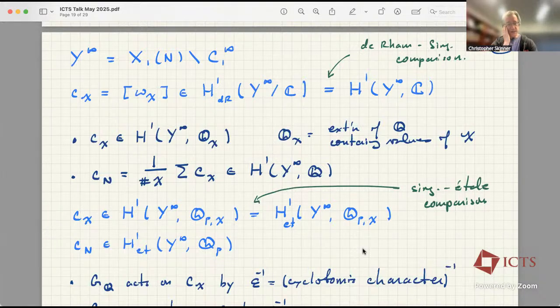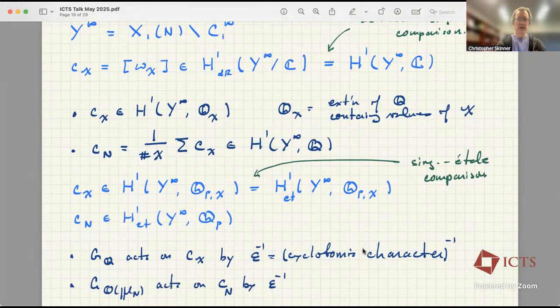But once we have these classes in singular cohomology with rational coefficients, we can also view them as in singular cohomology with p-adic coefficients. And then the singular étale comparison isomorphism says that we can also think of them as being étale cohomology classes. So this is a very soft way of producing étale cohomology classes. In particular, the class C of n belongs to the étale cohomology of our variety with coefficients in Q_p. And then we can ask the question, well, how does the Galois group of Q act on these classes?